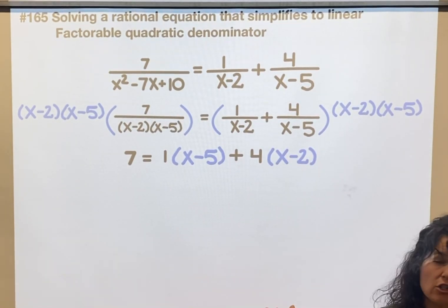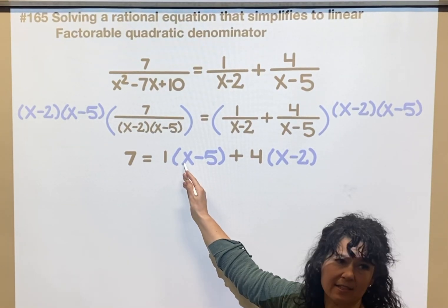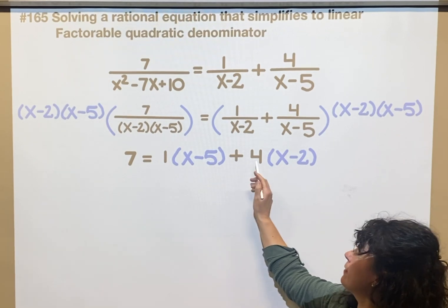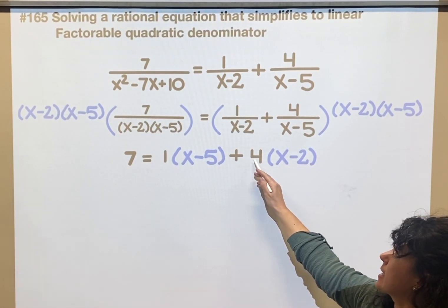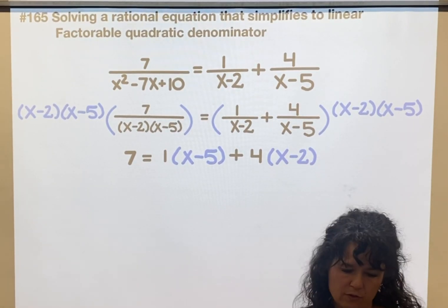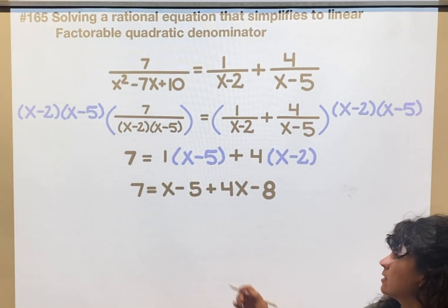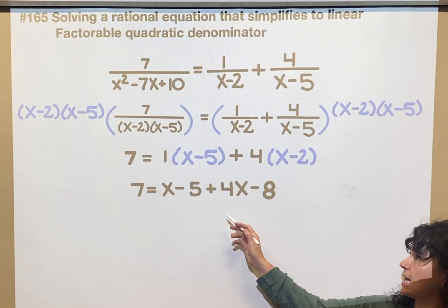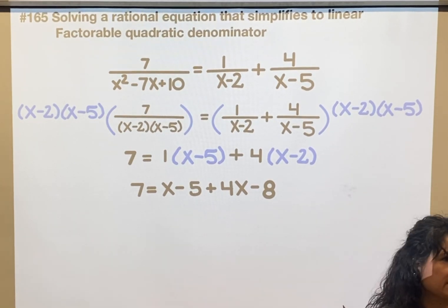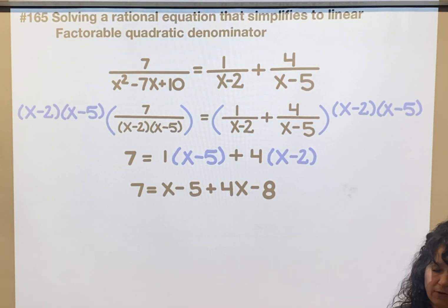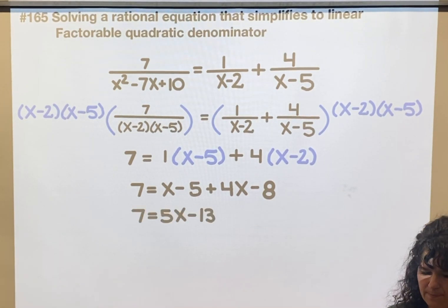Okay, now I just need to distribute. 1 times x is x, 1 times negative 5 is negative 5, 4 times x is 4x, and 4 times negative 2 is negative 8. Go ahead and simplify that side. An x and another 4x make 5x. Negative 5 and negative 8 make negative 13.